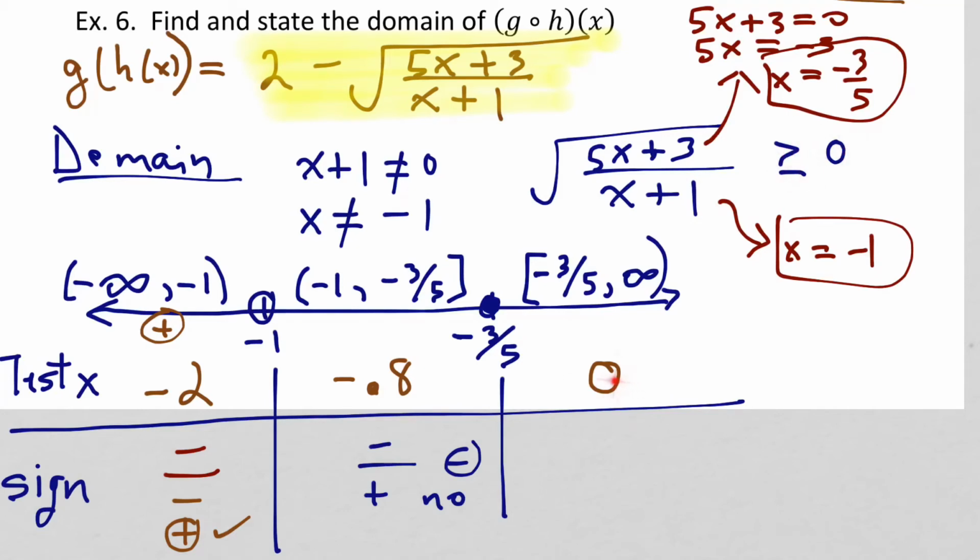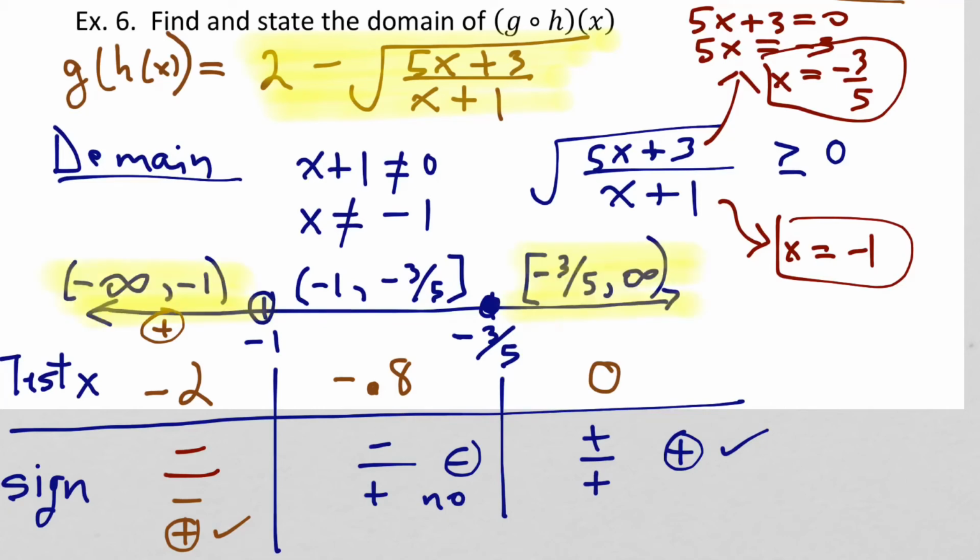All right, now I plug 0 in. 5 times 0 is 0. 0 plus 3 is 3, which is positive. And then in the denominator, 0 plus 1 is also positive. So positive over positive is positive. So this is a yes. So our intervals in question are the two outside intervals.